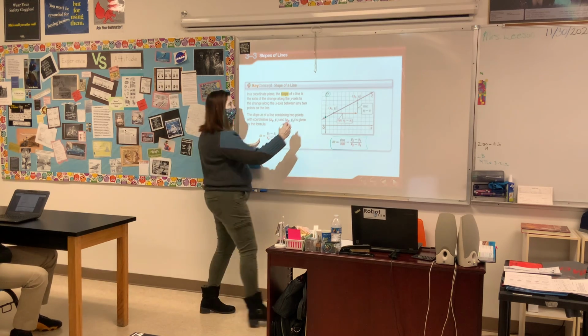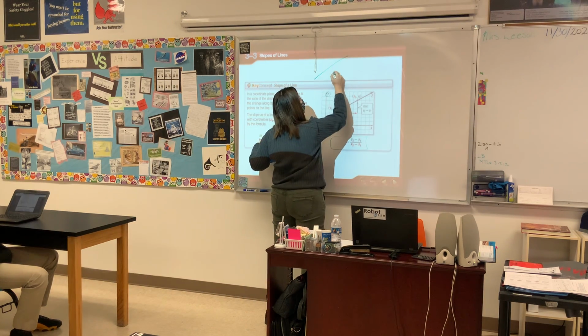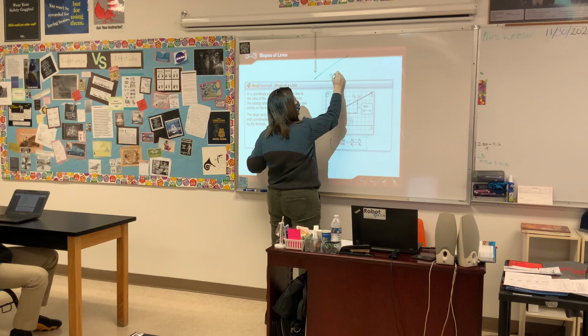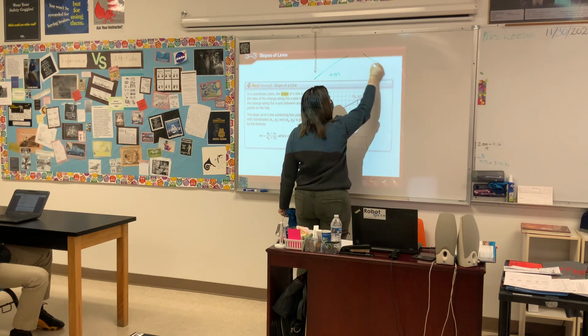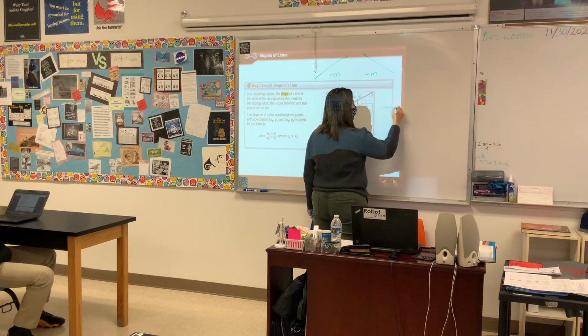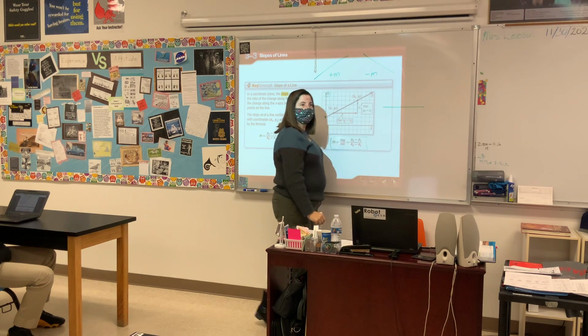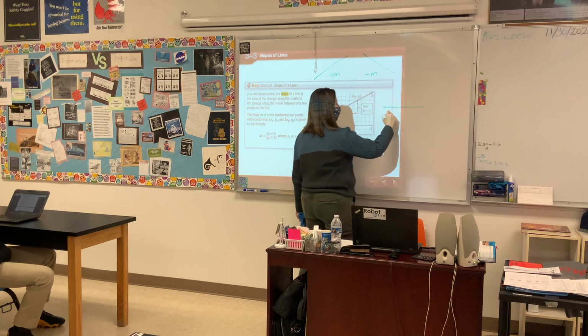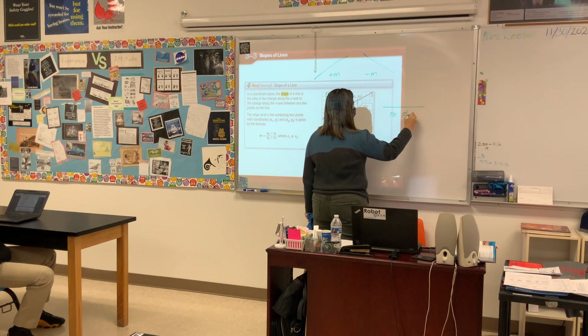Okay? The slope could be going down. If it's like this, I have a positive slope. If it's going like this, I have a negative slope. What happens if it's this? It's no slope. Like neutral. No slope. m equals 0.